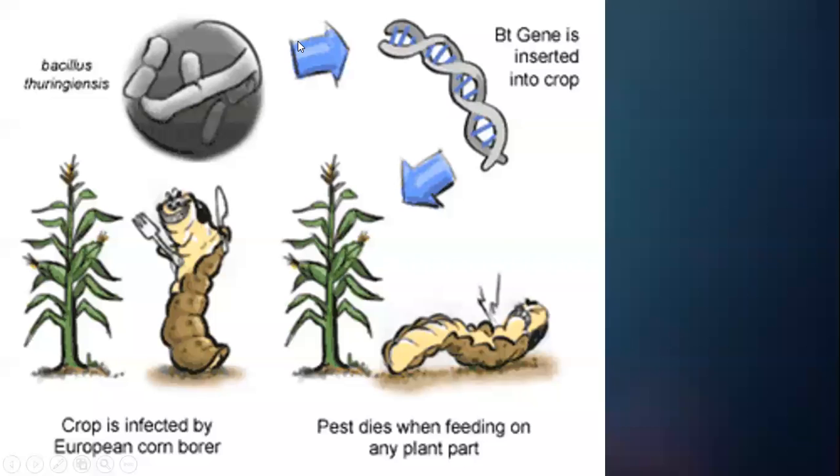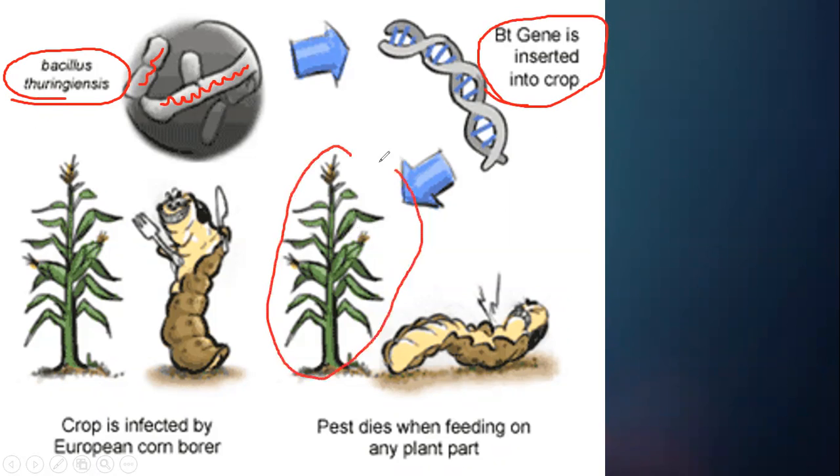This is how this procedure works, very clear. So this is the bacteria Bacillus thuringiensis. A gene will be inserted. This is a particular gene present in this bacteria, so that gene is taken out, and this BT gene is inserted into the crop plant. So this is a crop plant.